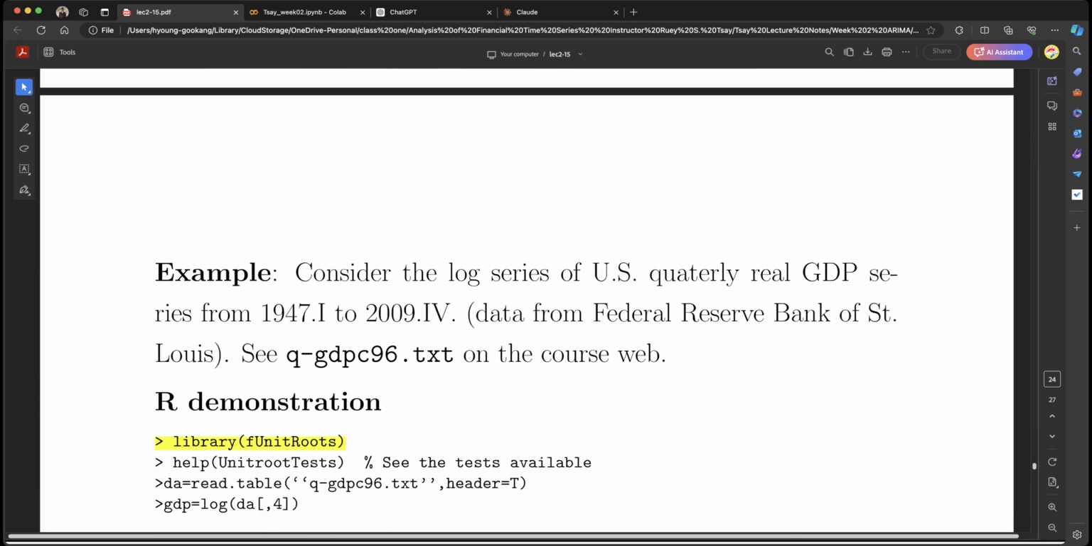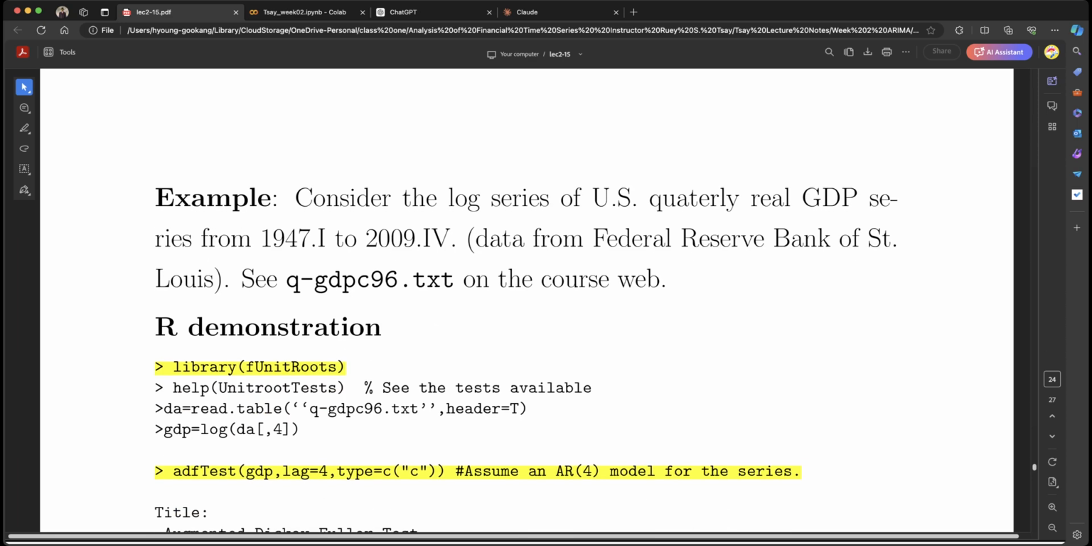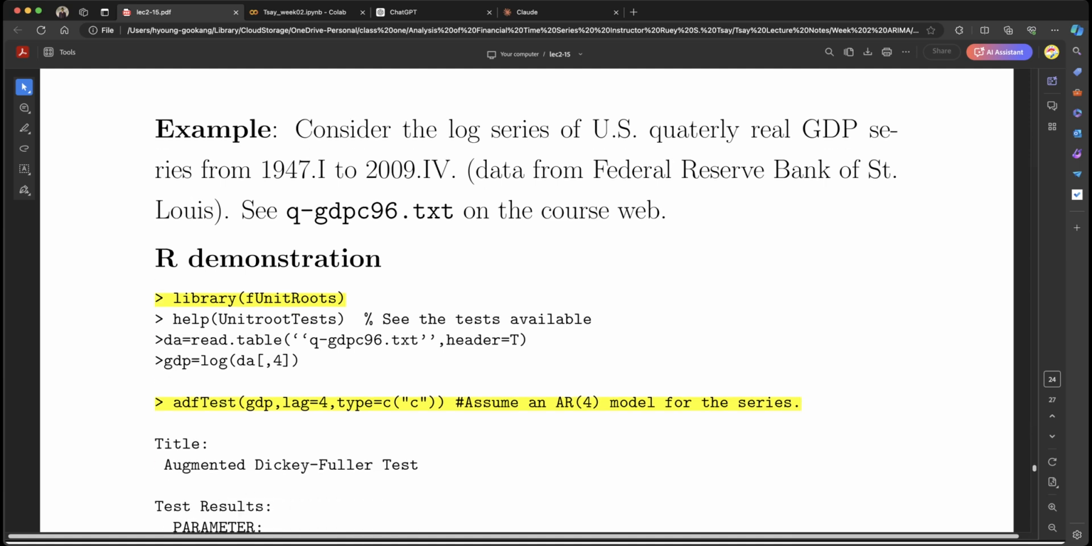Okay, example. Let's take a look at the example. Consider the log series of US quarterly real GDP from 1941 to 2008. The data is from the Federal Reserve Bank of St. Louis, QGDPC96.TXT, on the course web.